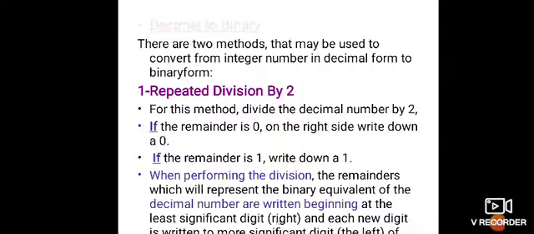There are two methods that may be used to convert an integer number from decimal form to binary form. First, it can be done by repeated division by 2. In this method, we divide the decimal number by 2, and the remainder will be either 0 or 1, which will be noted down on the right side in the particular column, as we will see in the examples later on. If the remainder is 1, write down a 1. When performing the division, the remainders, which represent the binary equivalent of the decimal number, are written beginning at the least significant digit, and each new digit is written to the left of the previous one, towards the most significant digit.